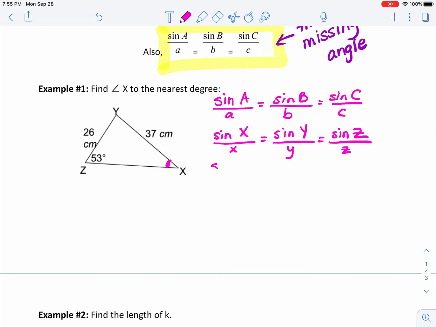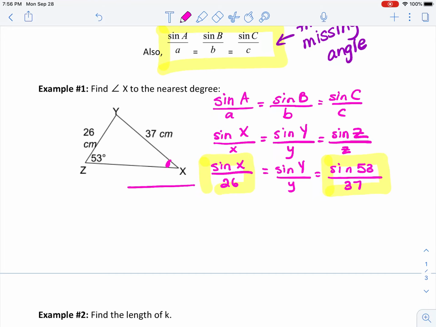So we don't know angle x, but I do know side x is 26. I don't know angle y, and I don't know side y. I do know angle z, and I do know side z. So I really just want to look at this ratio because that's the angle I'm trying to find with a full complete ratio. The y is useless because it doesn't give me any information. So I'm just going to rewrite that over here.